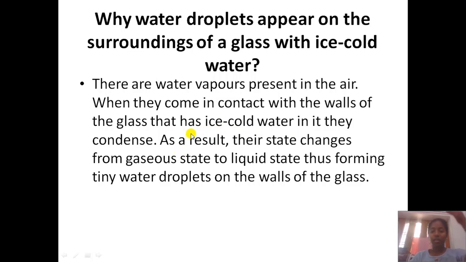They condense, which means what happened? From gas to liquid is known as condensation. So they condense, and as a result their state changes from gaseous to liquid state, thus forming tiny water droplets on the walls of the glass.